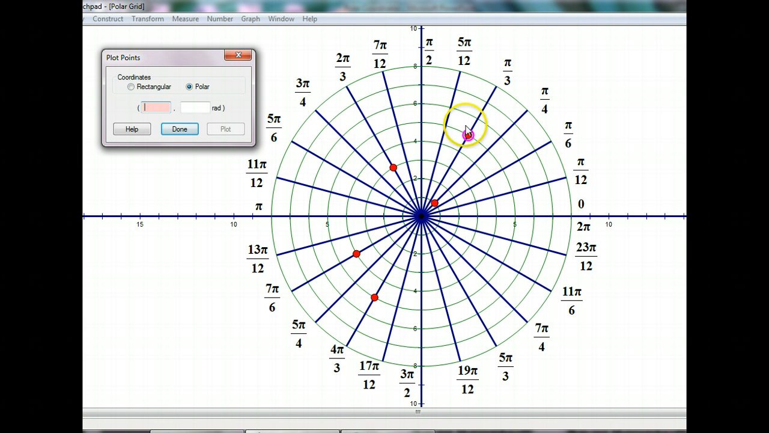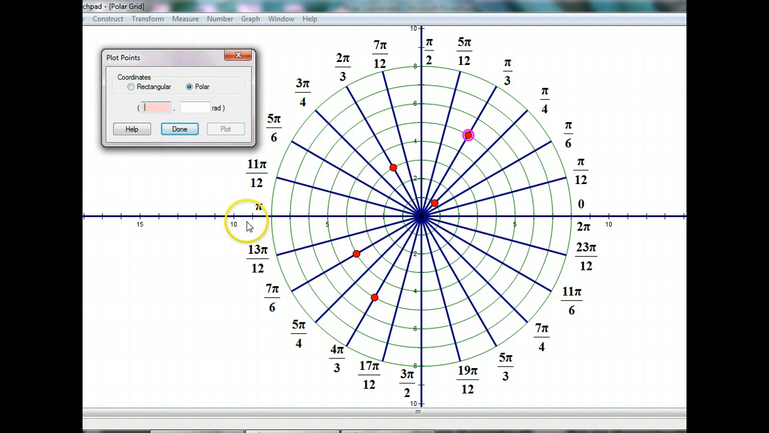Now look at the relationship between this pi over 3 and 4 pi over 3. They're going to be forming a straight line, which means that we're taking that over pi units. So we could add pi to our angle measure, change our radius to a negative, and get to a point on the other side here. Okay, so let's try another one.